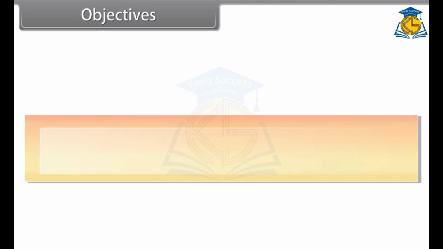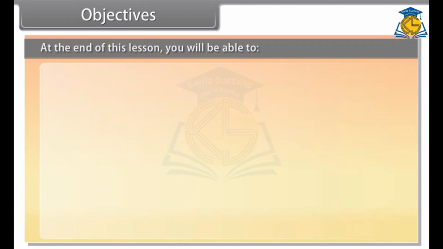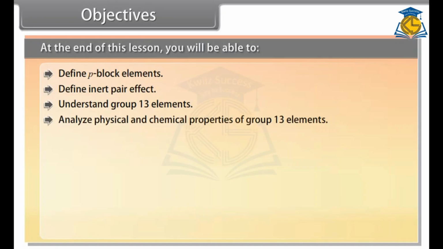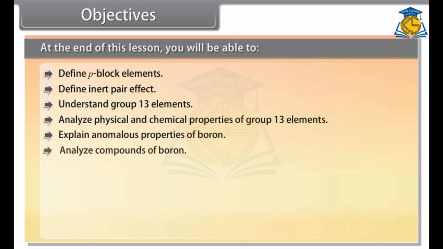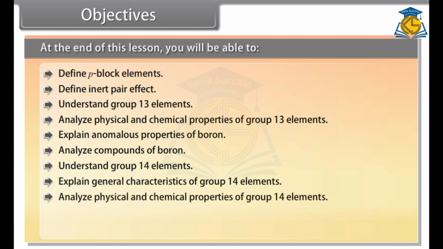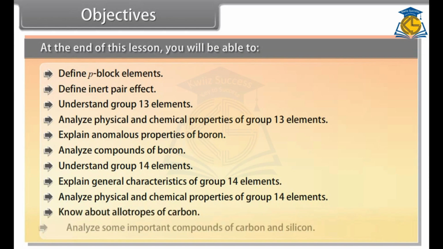Objectives. At the end of this lesson, you will be able to define P block elements, define inert pair effect, understand group 13 elements, analyze physical and chemical properties of group 13 elements, explain anomalous properties of boron, analyze compounds of boron, understand group 14 elements, explain general characteristics of group 14 elements, analyze physical and chemical properties of group 14 elements, know about allotropes of carbon, and analyze some important compounds of carbon and silicon.